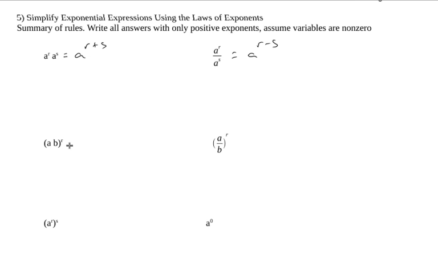Alright, next up we have the two that look like the distributive property, or that are distributive properties really. So a product raised to a power, this would be a to the r, b to the r. This one right here, we have a quotient raised to a power. This is a to the r over b to the r. These two, we've actually been using them quite a bit. It's just a distributive property.